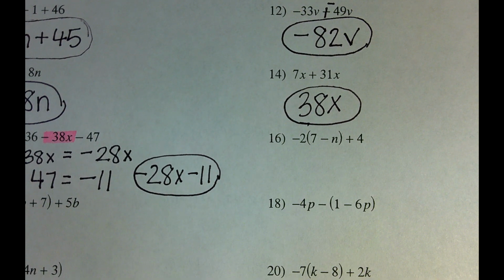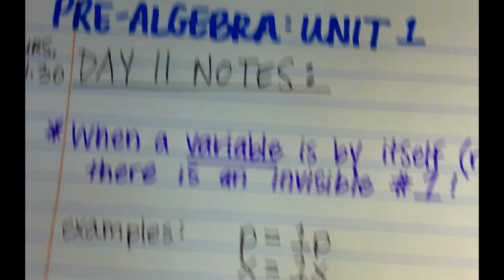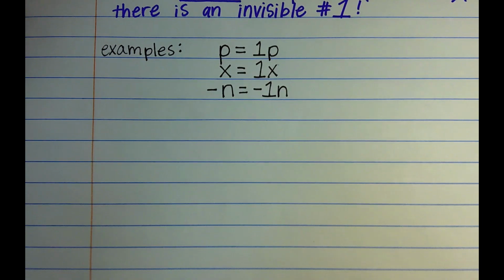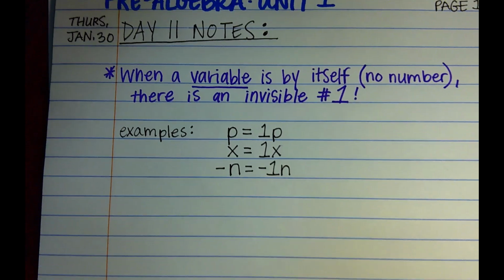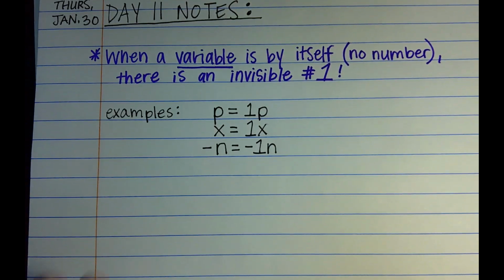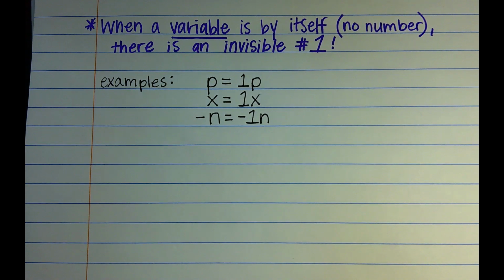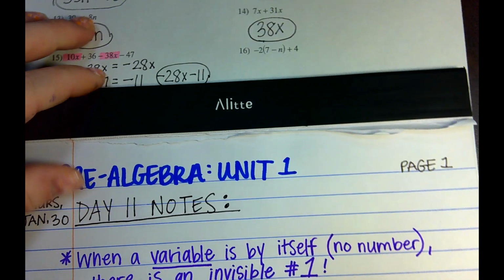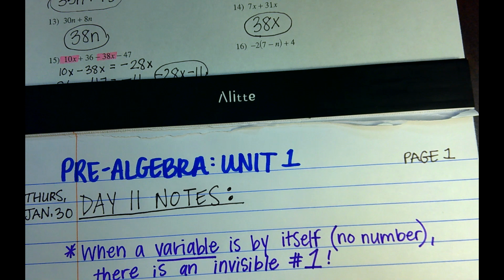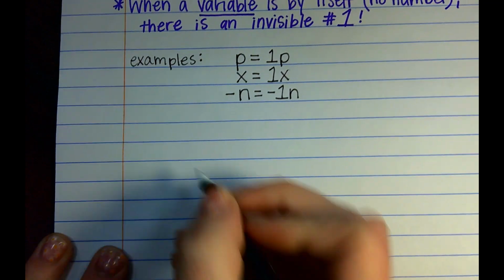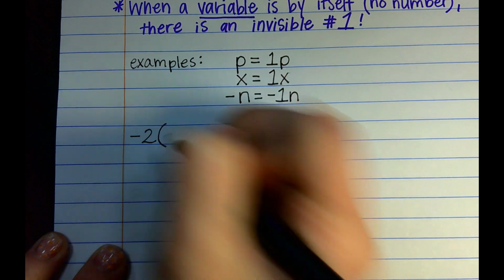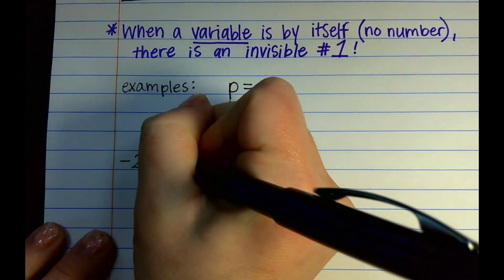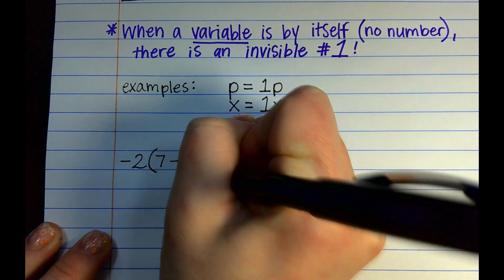Let's make a note. I'm going to pull out my notes and we're going to make a note because this is a new thing that we're learning. Unless you already know it, that's amazing. But just in case, I want to give some direct instruction on this because this is tricky. So, whenever I have something like, let's see, I'm going to write this problem out. Number 16. It is negative 2 parenthesis 7 minus n parenthesis plus 4.